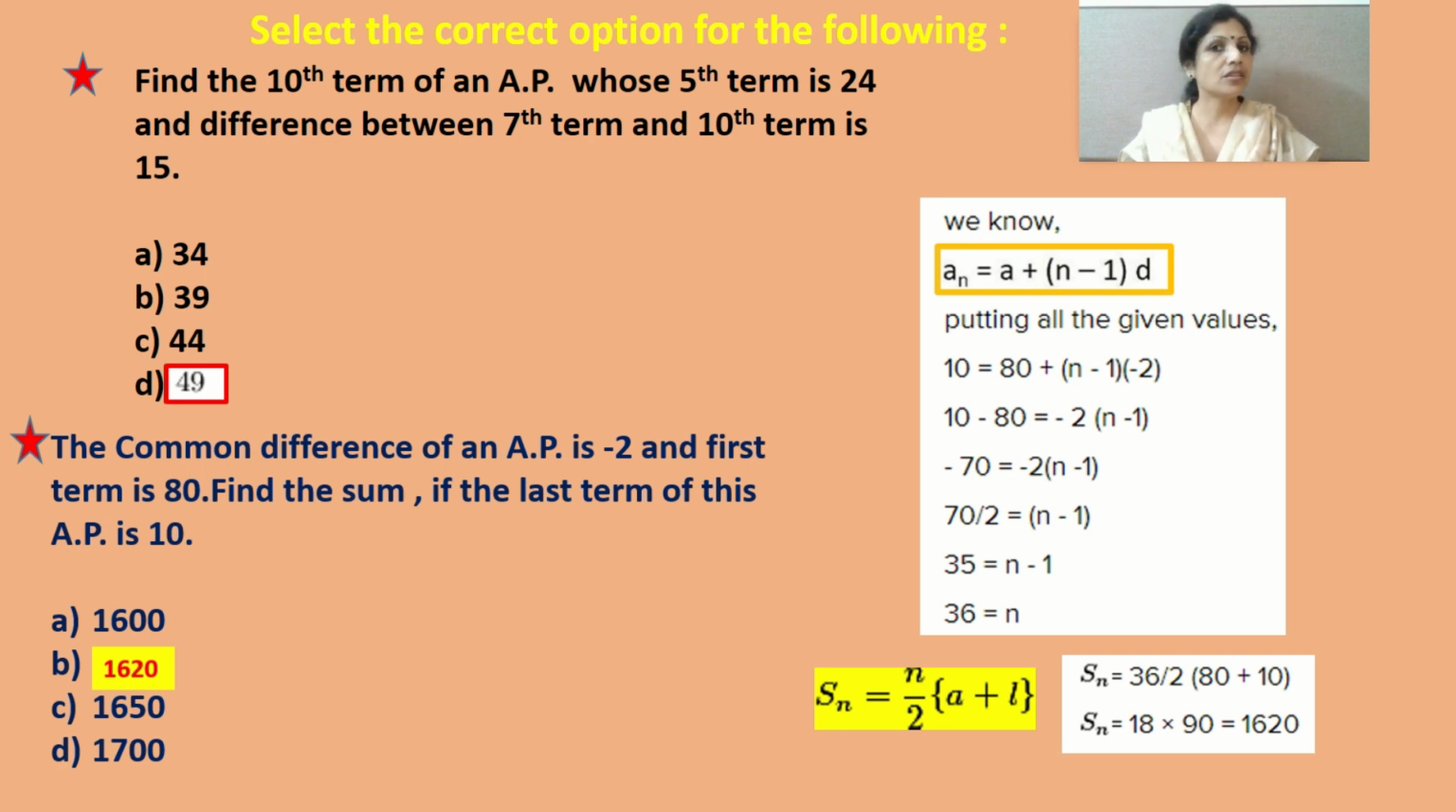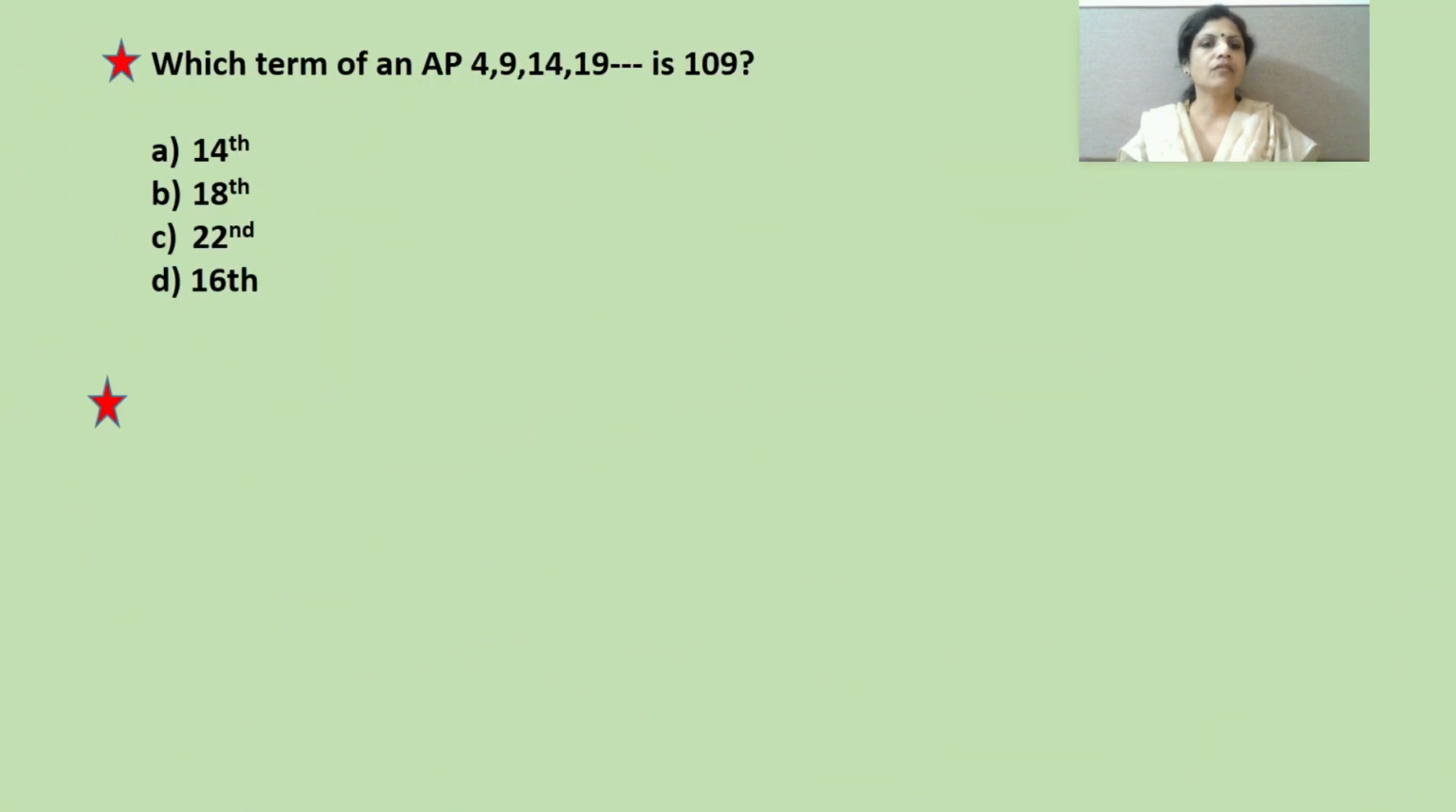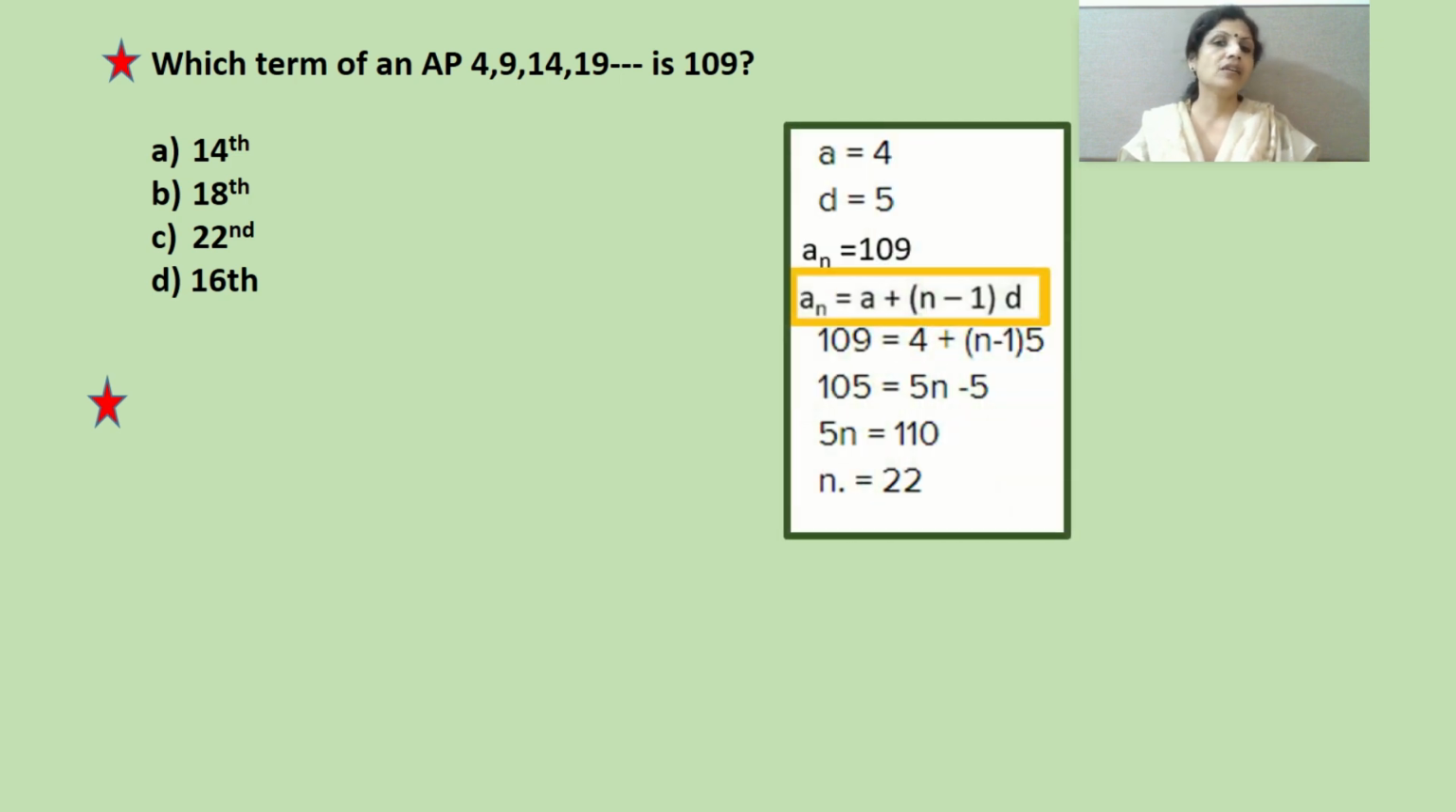While solving, just use shortcuts so that you can quickly mark the correct option. Next sum. Which term of the AP 4, 9, 14, 19 and so on is 109? Let's write down what is given to us. Here we are given a as 4, common difference as 5, and we need to find which term is 109. So let's consider that the nth term is 109.